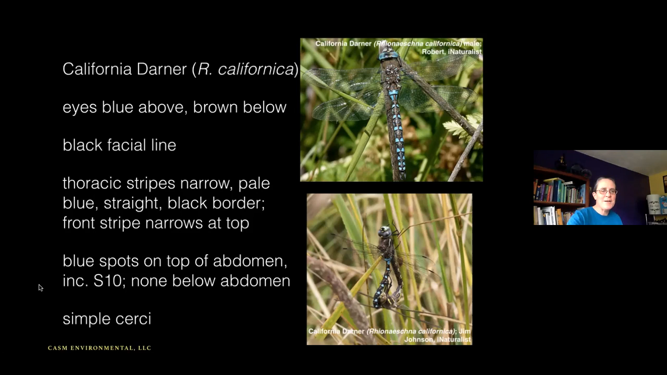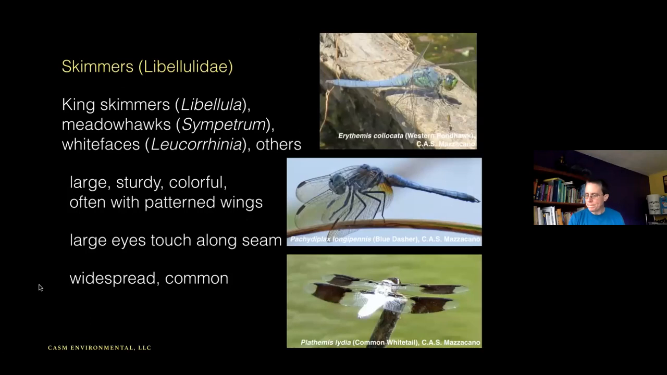Any questions about the darners before we go on to the skimmers? Looks like there's two questions here. One is from Katie. Katie asks, what is the bullseye structure on the green darner? Is it just coloring or is it some sort of sensory structure?